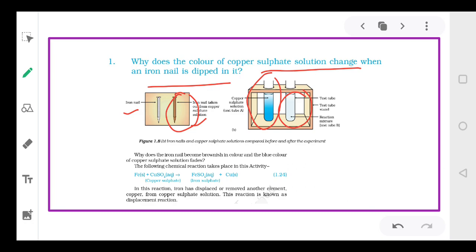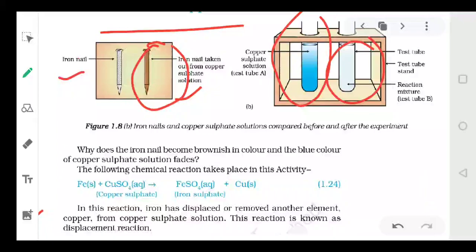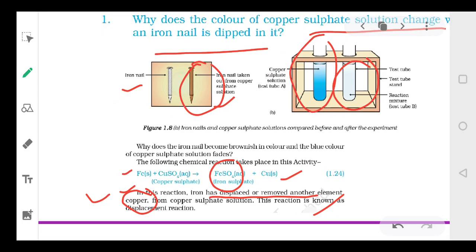So the observations are that first, the color of the copper sulfate solution fades, and secondly, the color of the iron nail changes to brown. So why does this happen? During this reaction, iron, Fe, reacts with copper sulfate, CuSO4, and forms iron sulfate and copper. The color of iron sulfate is greenish. So in this reaction, iron has displaced copper because iron is more reactive than copper. This reaction is generally called a displacement reaction. What do we call this, dear students? Displacement reaction.